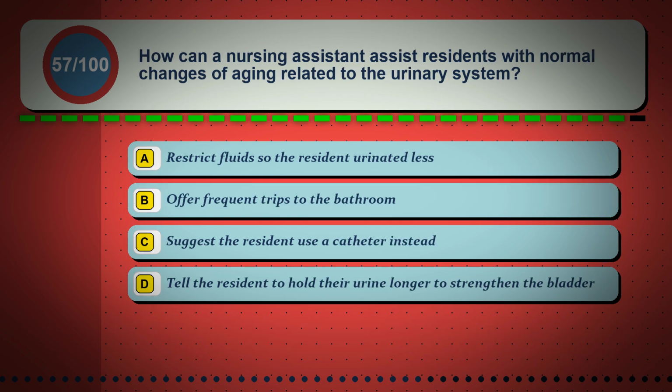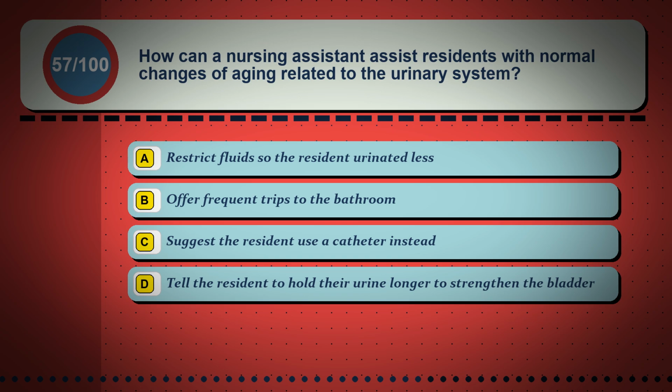Question 57. How can a nursing assistant assist residents with normal changes of aging related to the urinary system? Option A. Restrict fluids so the resident urinates less. Option B. Offer frequent trips to the bathroom. Option C. Suggest the resident use a catheter instead. Option D. Tell the resident to hold their urine longer to strengthen the bladder.